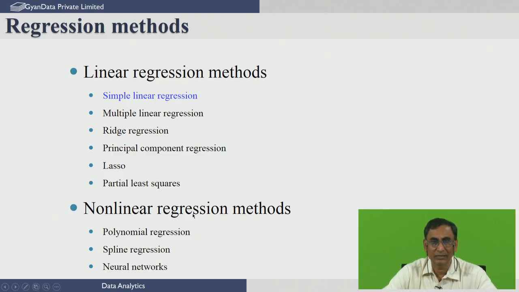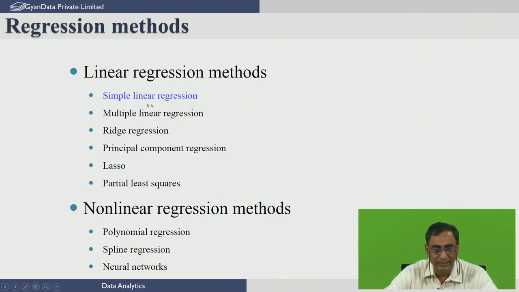Of course, in nonlinear regression there is again a plethora of methods. I have only listed just a few examples. You could have polynomial or spline regression, where you specify the type of equations or functional relationship a priori. You can have neural networks, or today support vector regression. These are methods that are used to develop nonlinear models between the dependent and independent variable.